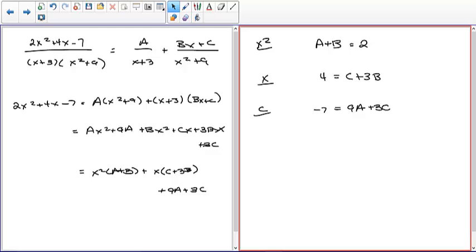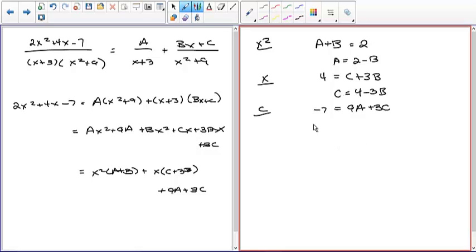Okay, so we ended up with these three equations and these three unknowns. What we did the other day was the same thing. You can solve for A, so A is equal to 2 minus B. And then you could solve for C. C is equal to 4 minus 3B. And then you substitute those in the third equation.